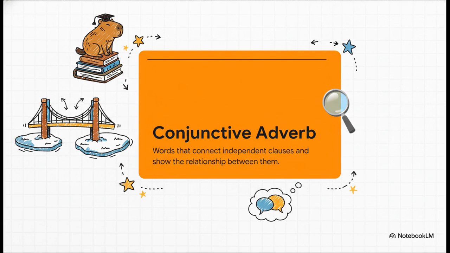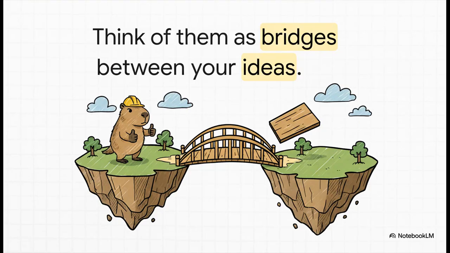So what these words do is connect two complete thoughts. You might have heard them called independent clauses, and here's the really important part. They show the relationship between those two thoughts. So they're not just simple little connectors. They're like signs on the bridge that tell your reader exactly how the next idea is connected to the last one. Are we talking about a contrast here? A cause and effect? Is it just an extra idea? That's where their real power comes from.